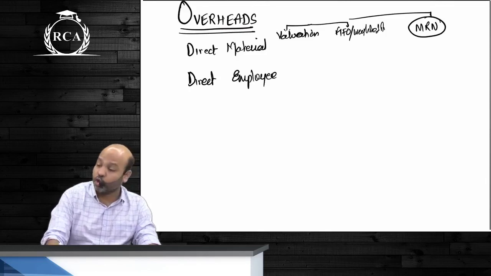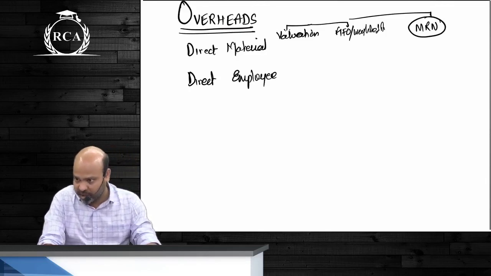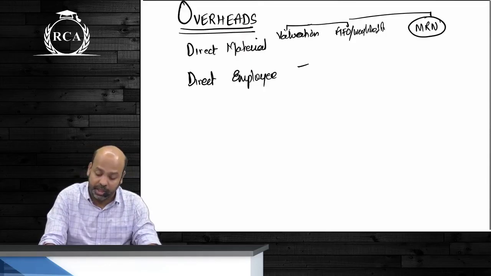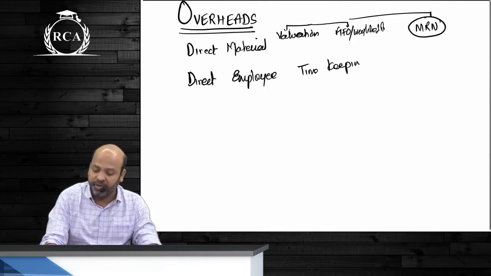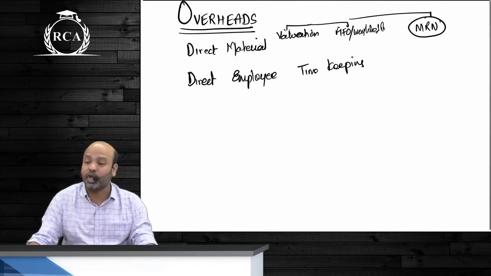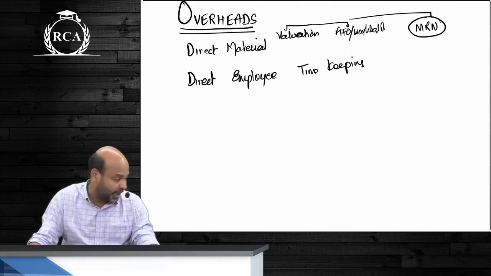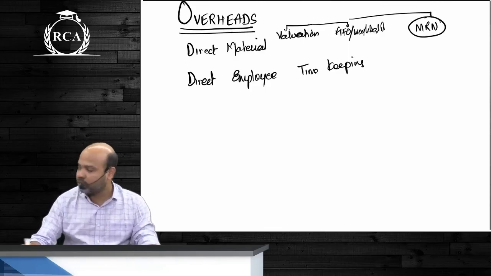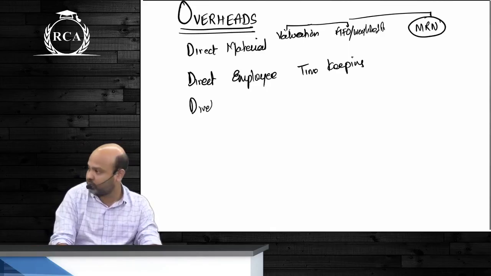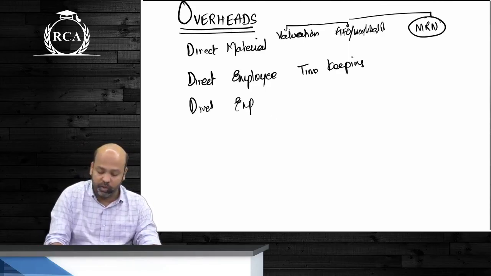How will you identify direct employee cost with the end product? Again, you should know the effective wage rate per hour, and then there will be timekeeping. That will tell us the effective time spent by an employee on different jobs. Will you be able to identify expenditure? Direct expenses are direct expenses. All of this put together becomes your prime cost.